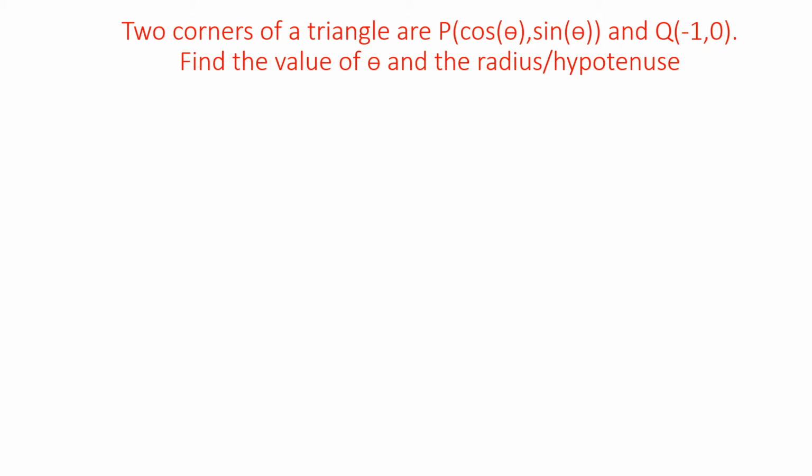The next question is as follows. Given two corners of a triangle, the first is P with x value cosine theta, y value sine theta, and the second point Q with x value -1, y value 0. Question is, find the value of theta and the radius or hypotenuse.